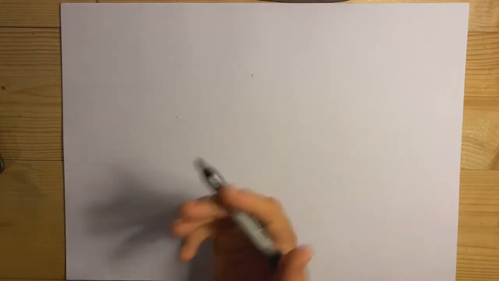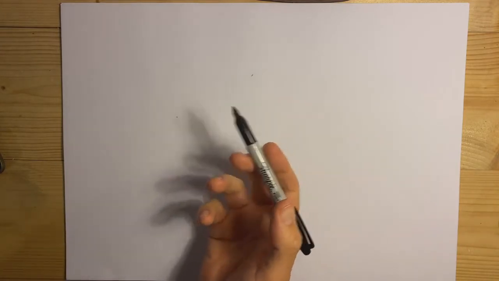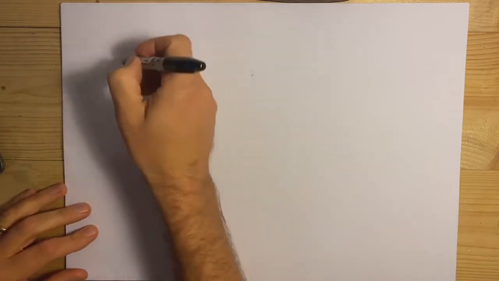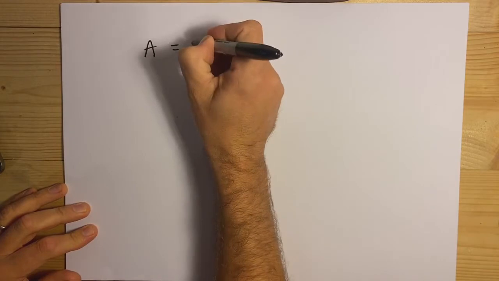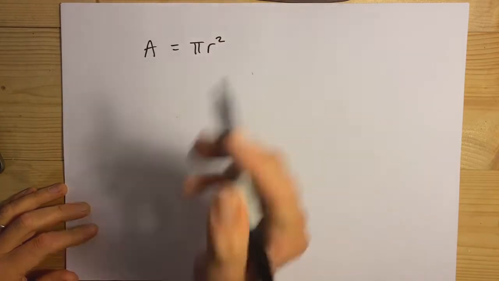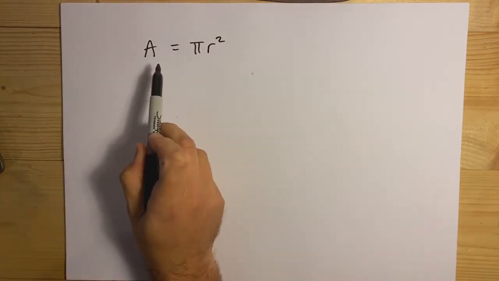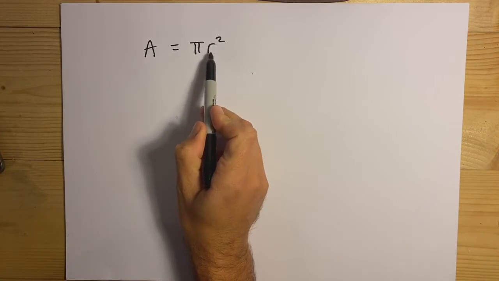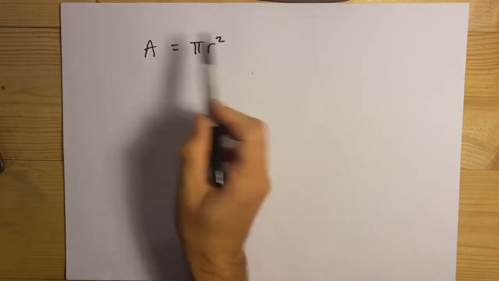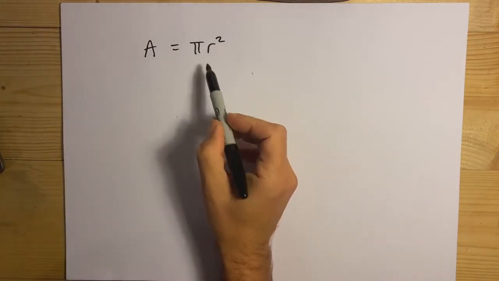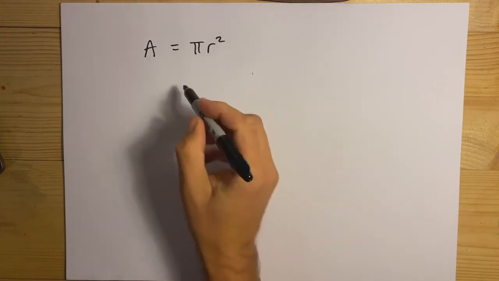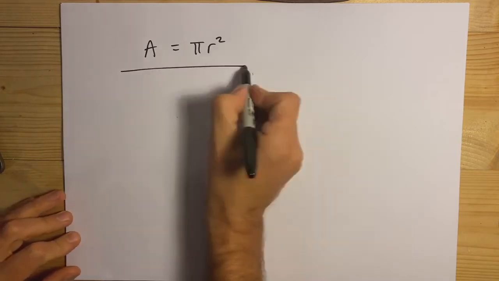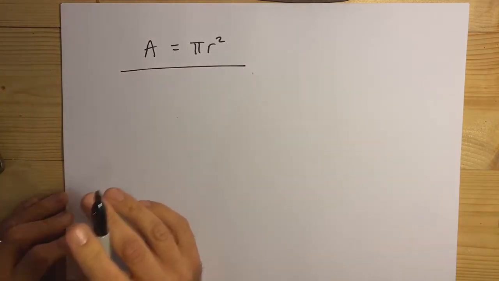So, I think sometimes why we might want to rearrange something. If we have the formula for a circle, say, the area equals pi r squared, perhaps we know the area and we want to work out what the radius is. So we want to rearrange this to get it into a format of radius equals rather than area equals.